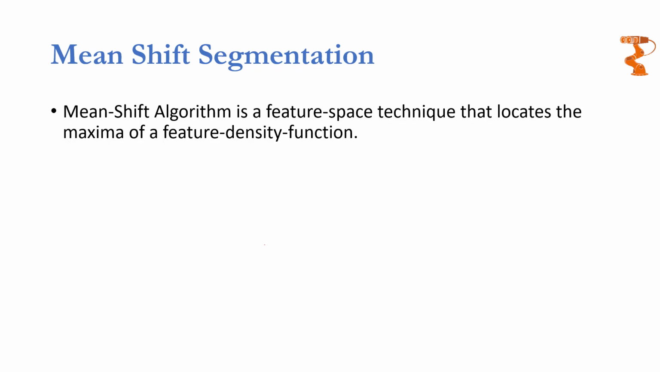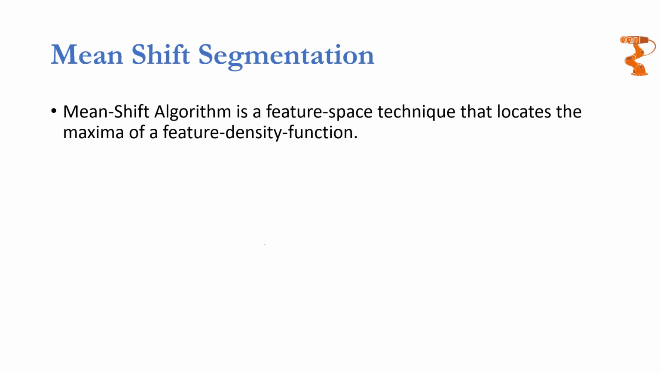Mean shift, in fact, is a technique for classification of data, but we can use mean shift to classify data into different segments. The segmentation done by mean shift segmentation will be based on some features, and we will group the data containing a certain feature into one class, whereas data containing some other feature will be grouped as another class. So a mean shift algorithm is a feature space technique that locates maxima of a feature density function.